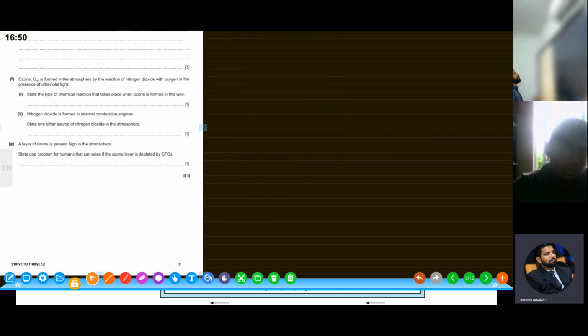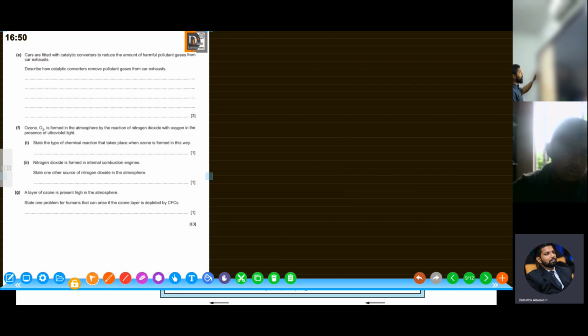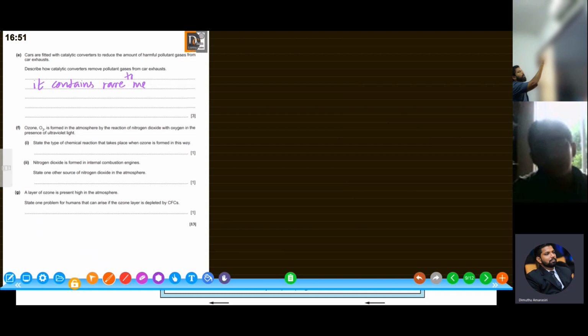Right, let's say cars are fitted with catalytic converters to reduce the amount of harmful pollutant gases. Describe how catalytic converters remove pollutants. Describe. Right? It contains what? Very good. It contains rare transition elements or rare metals. Better say transition metals.